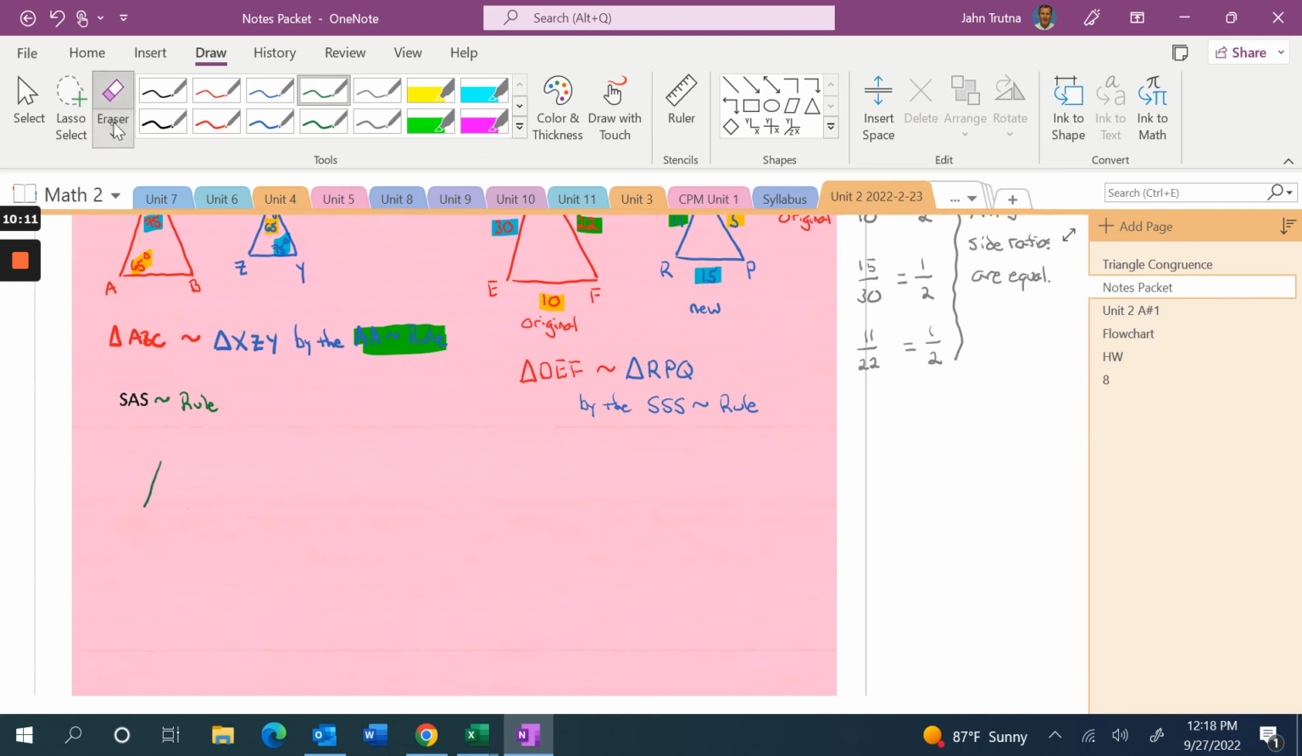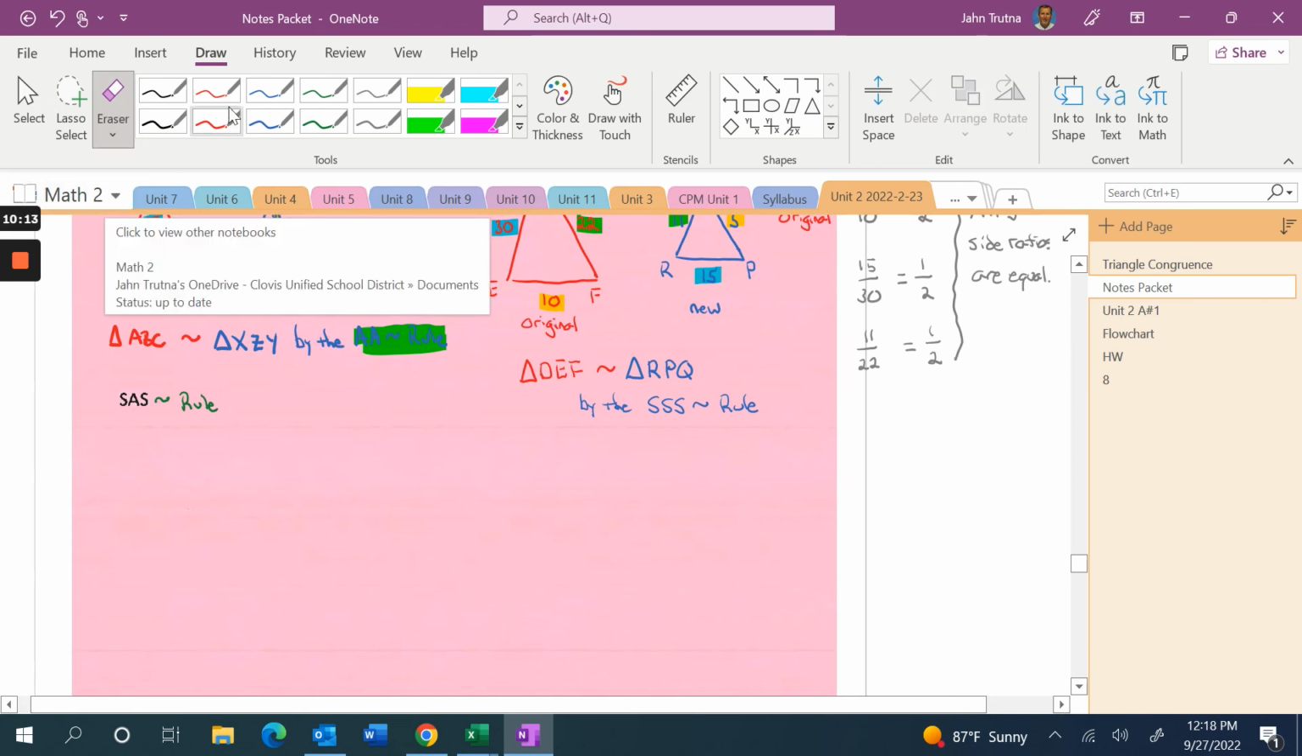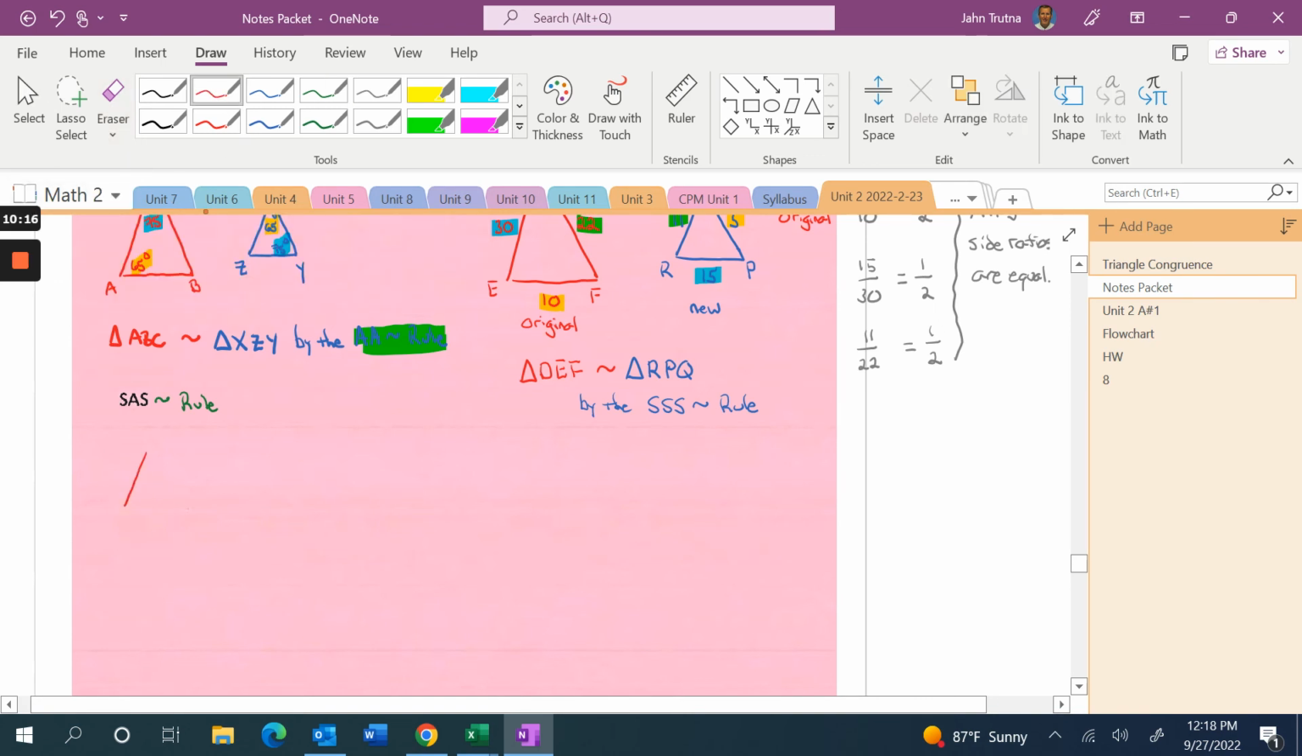So once again, let's go with a red and a blue triangle. The red triangle is going to be my original triangle. And just to mix it up, the blue triangle is going to be my new triangle, but the blue triangle is going to be an enlargement of the red triangle. Okay. The vertices of the red triangle are represented by the letters G, H, and I. The vertices of the blue triangle are represented by the letters L, M, and N.